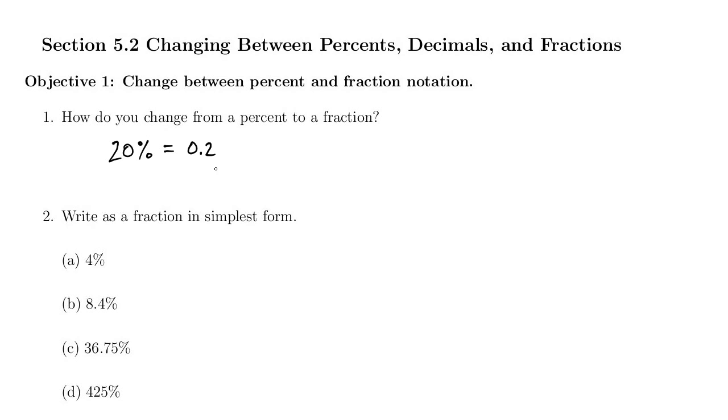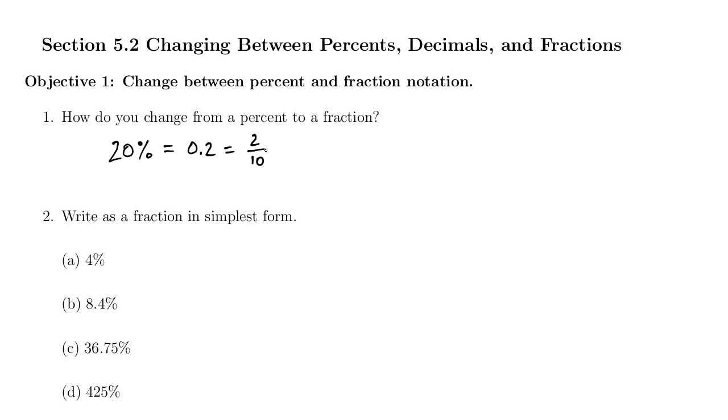Now we know from a previous chapter how to change decimals into fractions. If you recall, the decimal part of the number becomes the numerator. So in this case, the decimal part is 2. So 2 is going to become the numerator. And in the denominator, we have 10. Or again, you can think of it as 1, and the number of zeros equals the number of decimal places. So in this case, we have 1 decimal place, so 1 zero.